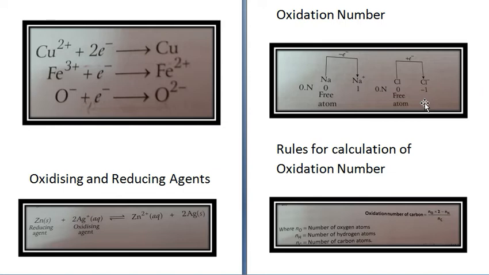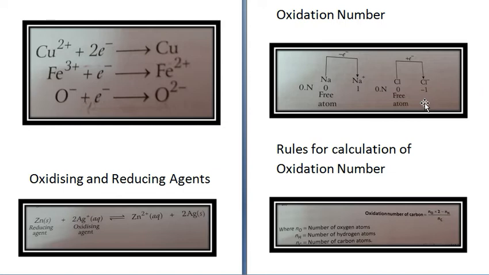Now the fourth point is the oxidation number of hydrogen is +1 in all its compounds except in metallic hydrides like sodium hydride, NaH. Sodium always has oxidation number +1, and when hydrogen combines with it, the oxidation number of hydrogen becomes -1. BaH2: here also barium has +2 oxidation number, so hydrogen has -1. In all its compounds, fluorine has oxidation number of -1.